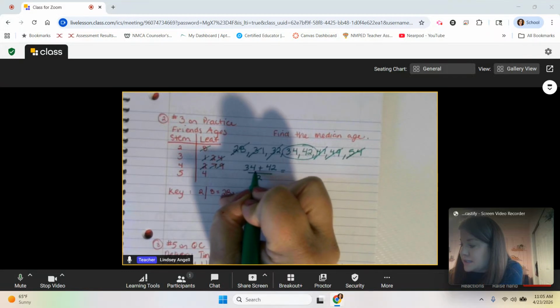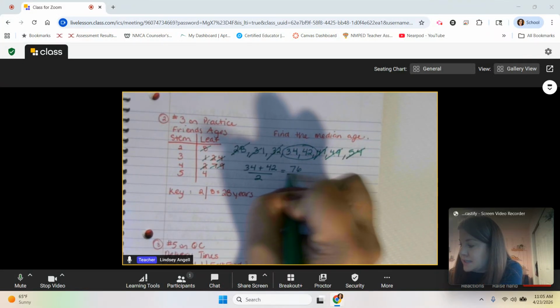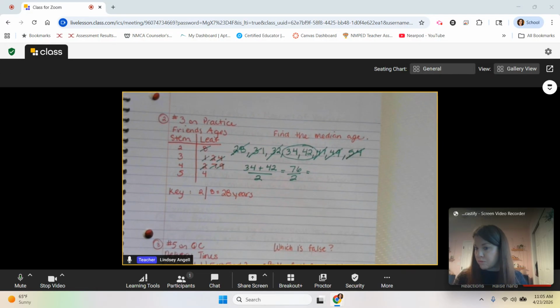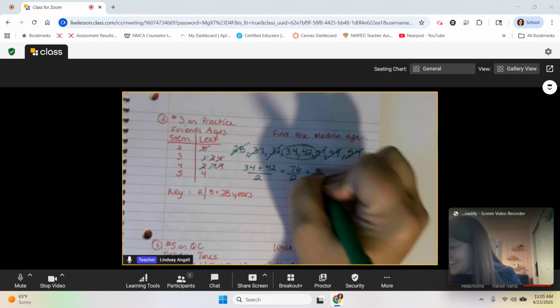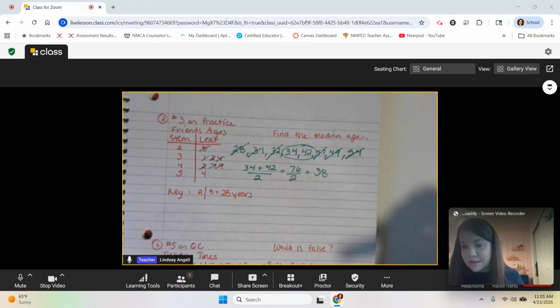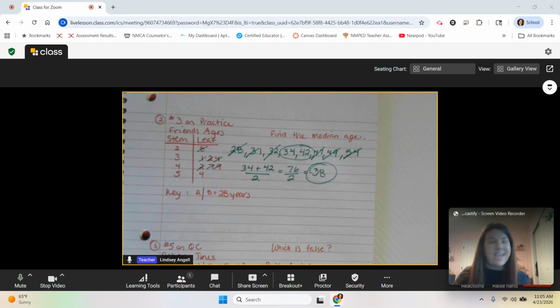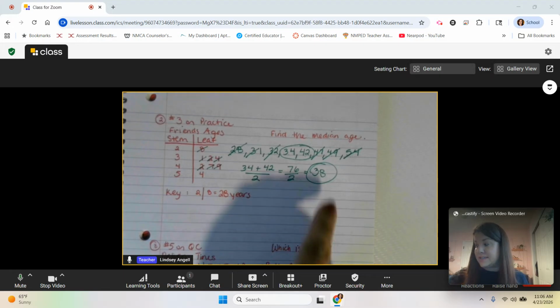Well, let's see. This would give me 76 divided by 2, which would give me 38, I believe. Let me check on that just to make sure. Yes, 38. Sometimes I second guess myself, but that's okay. All right, so in this case, the median, the middle number, even though it's not listed on there, it's still the middle of that list, is 38.